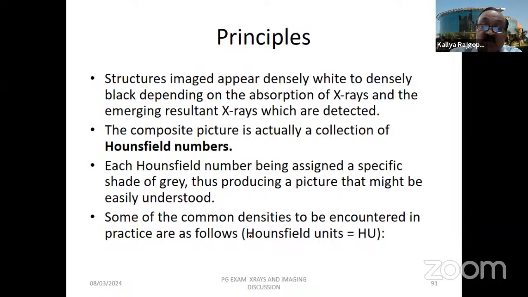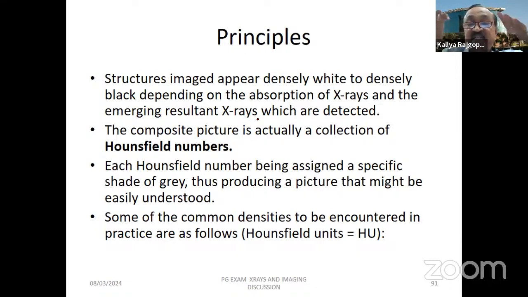That's why it still goes in the name of Hounsfield units. I hope you know, whenever we talk about the CT scan, we talk in terms of Hounsfield units. We'll tell about that, also called CT numbers. So there are a few basic things.